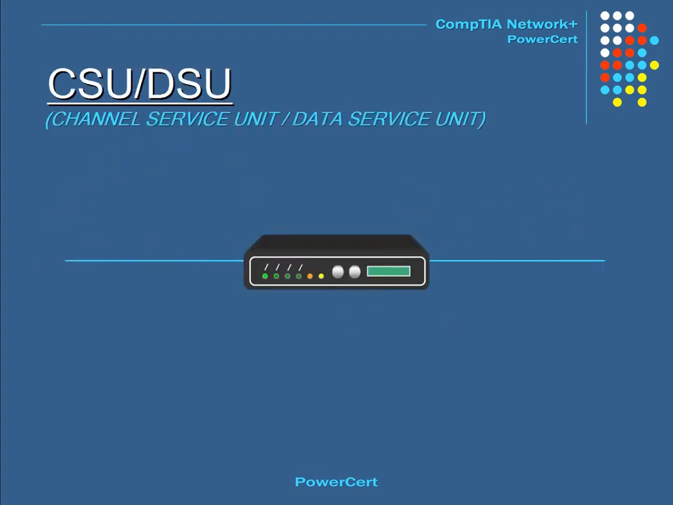Now this is a CSU-DSU. This is a device about the size of a modem, and what it does is convert data from a local area network to a wide area network. And this has to happen because the data formats between a LAN and a WAN are different.